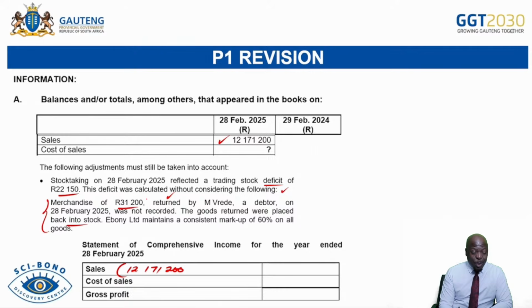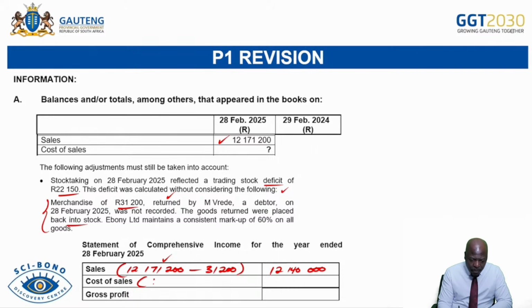So what we're going to do, we're going to come here and we're going to say these goods were returned. So these are our debtors' allowances. So I'm simply going to come here and I'm going to say minus. Minus what? 31,200. Simple as that. So I'm going to say 12,171,200 minus 31.2. And that's going to give me 12,140,000.